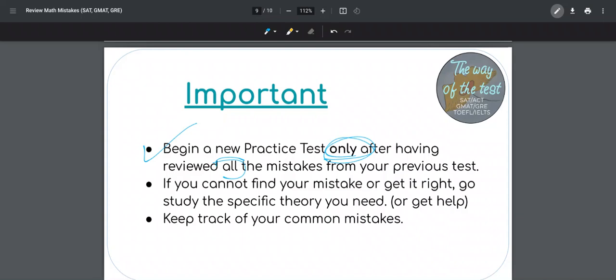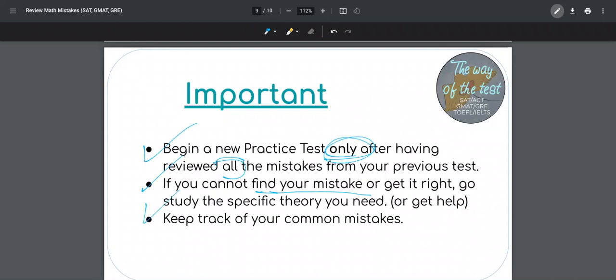So do not move to a new practice test if you haven't gone through every single mistake of your previous practice test. Another important thing: if you cannot find your mistake, or you cannot get it right, you're going to go to the specific theory you need. So go to the specific chapter in a video series that you're doing or in a book, or go ask your math teacher or hire a tutor, because you have to understand your mistakes.